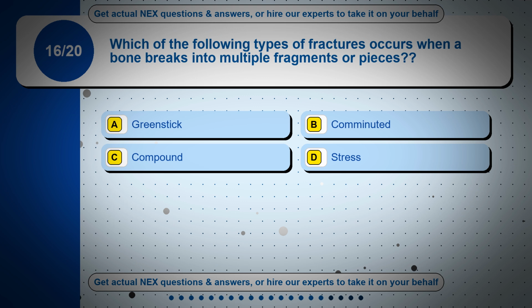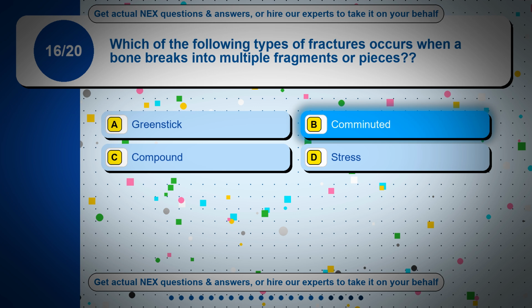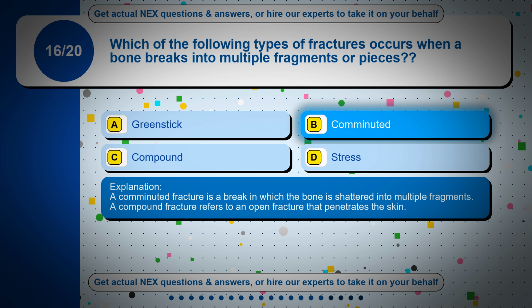Question 16. Which of the following types of fractures occurs when a bone breaks into multiple fragments or pieces? Option A, greenstick. Option B, comminuted. Option C, compound. Option D, stress. The correct answer is option B, comminuted. A comminuted fracture is a break in which the bone is shattered into multiple fragments. A compound fracture refers to an open fracture that penetrates the skin.